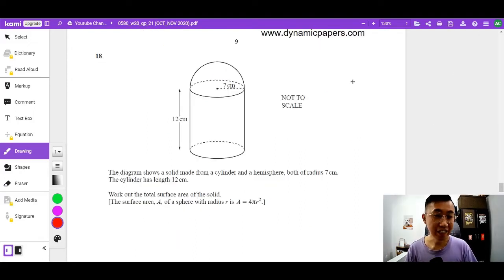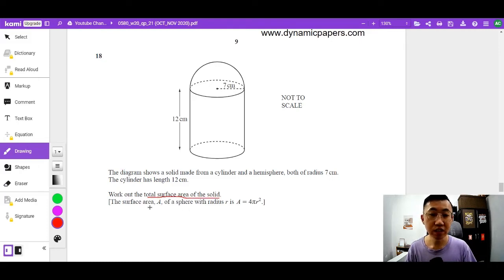Okay, question 18 is geometry. So let's read the question. The diagram shows a solid made from a cylinder and a hemisphere, both of radius 7 cm. The cylinder has a length of 12 cm. Make sure it's labeled already. Nice. Work out the total surface area of the solid. So underline what they want us to find.